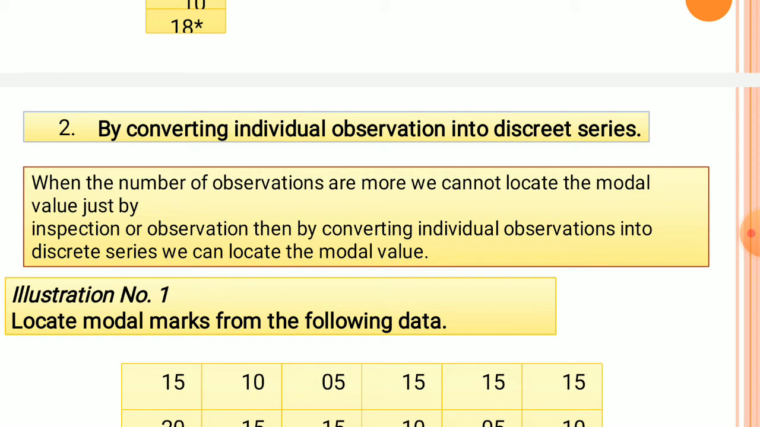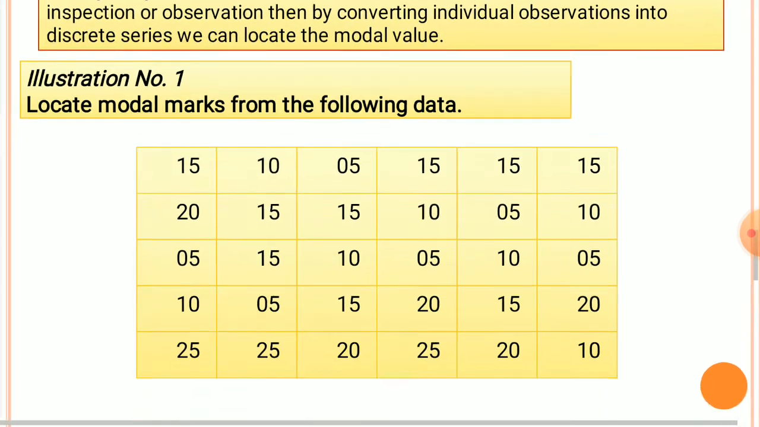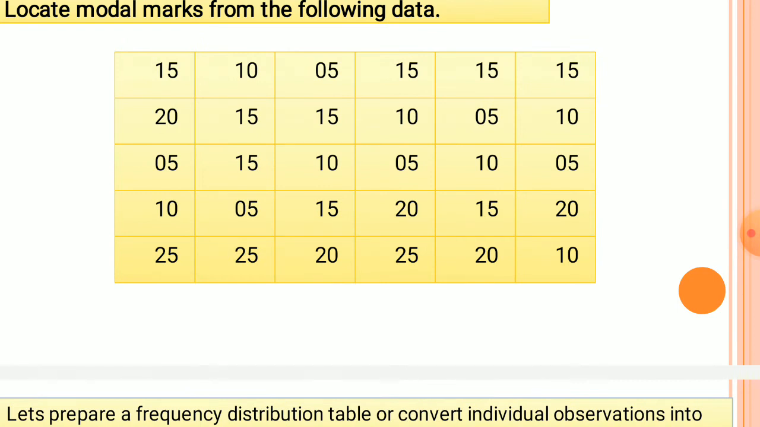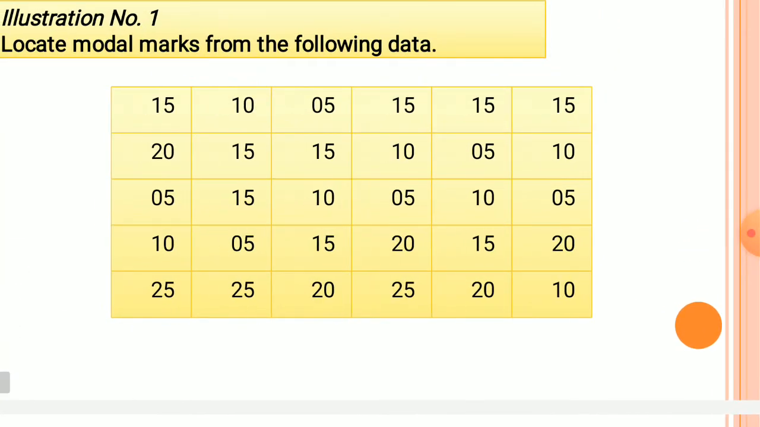Then in that case we have to locate a model value by converting individual observations into discrete series. Now this is an example which is given to understand clearly the location of the model marks or model value. Locate model marks from the following data. A series of numbers is given: 15, 10, 5, 15, 15, 15, and so on. From this data we have to locate the model marks.